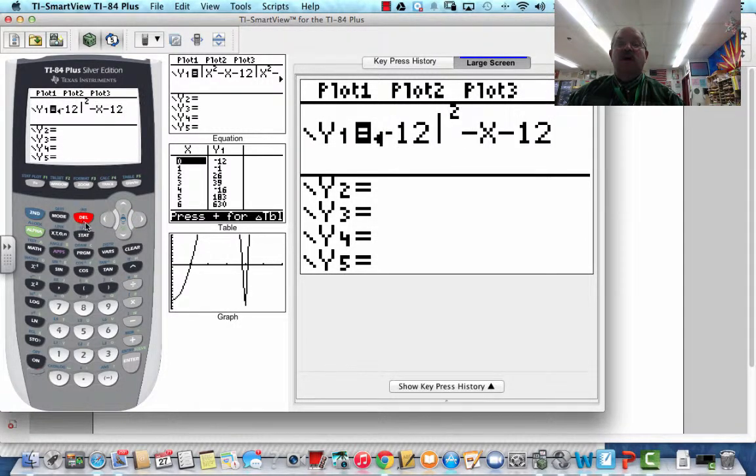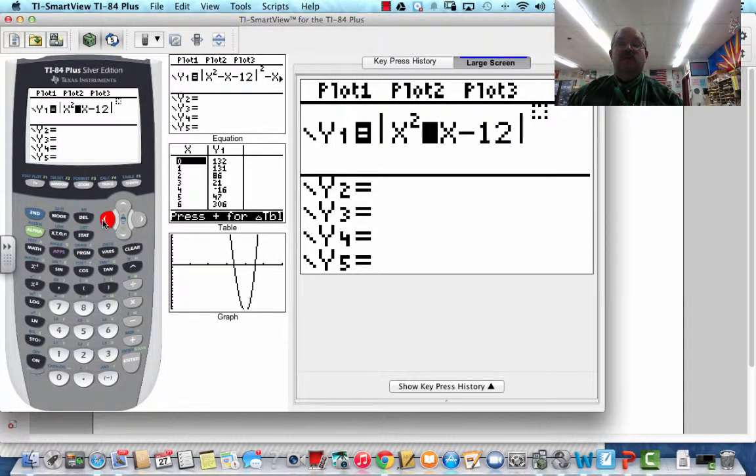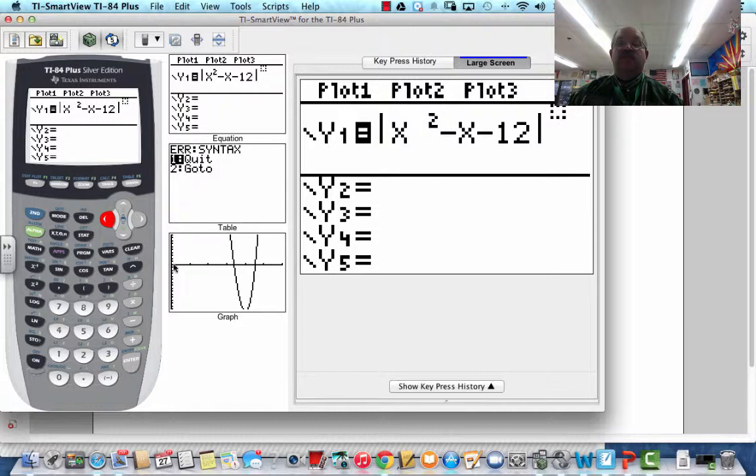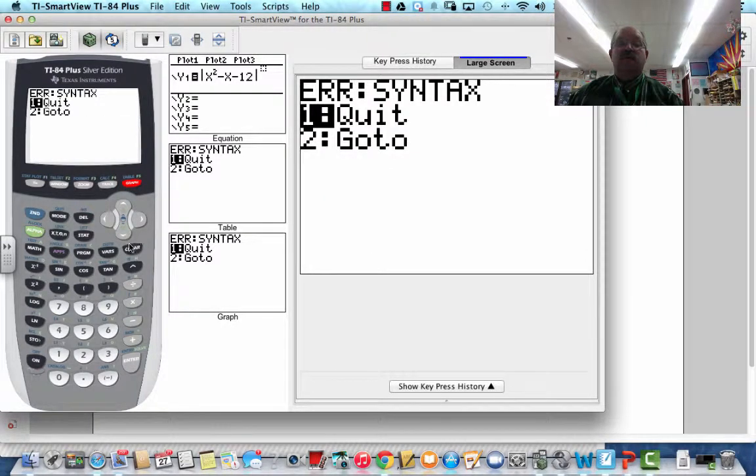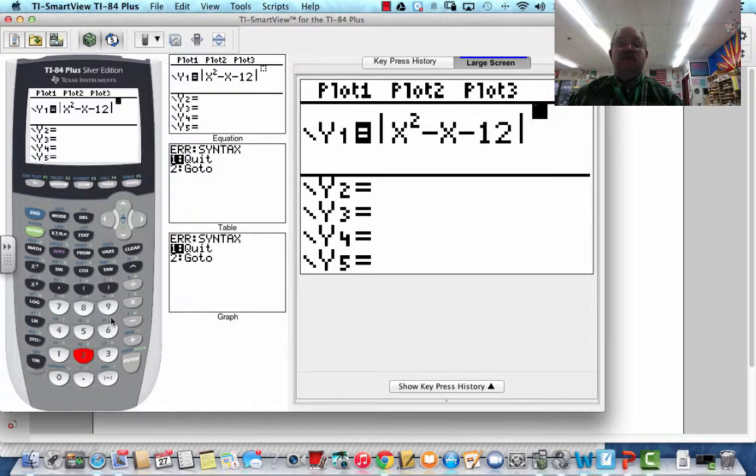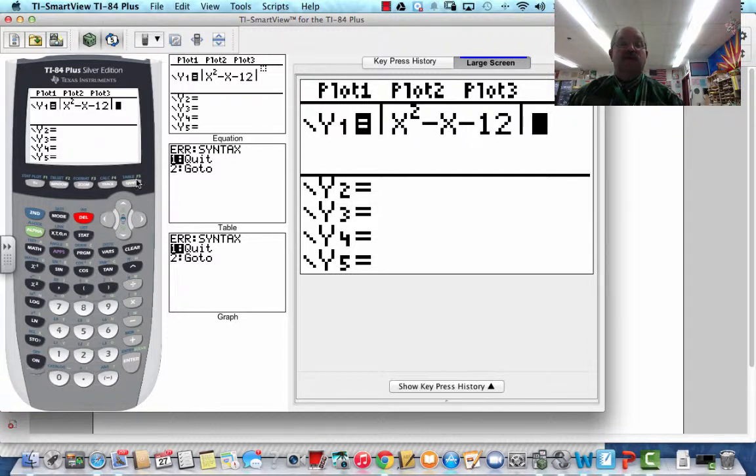Delete. Let's see what happened, after the momentary freakout. So we get the absolute value of x squared minus x minus 12. And if I were to now graph that and go to the syntax. How's that better? Like that better?